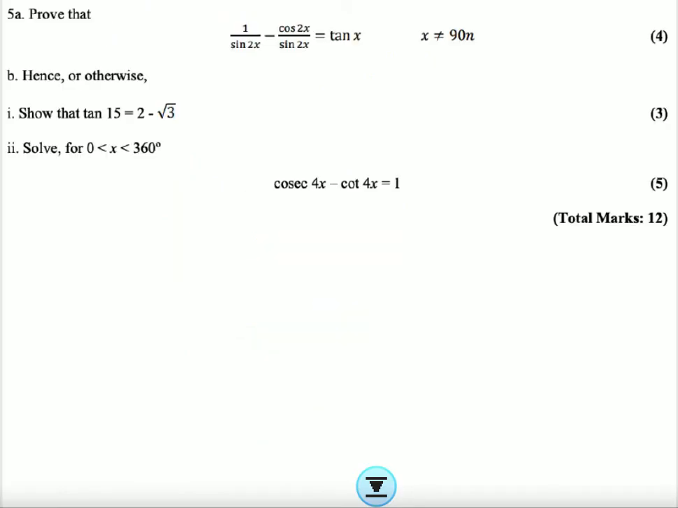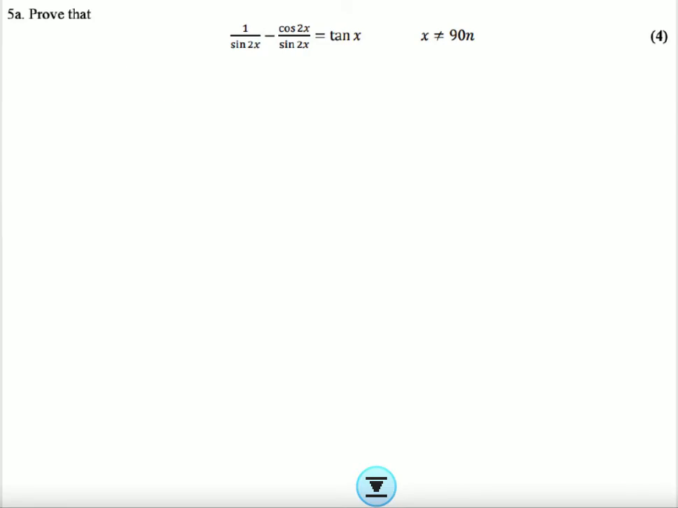Right, okay. Here we are, more like it, although more trig. Okay, so we've got a bit of a proof; hence or otherwise means hence. We've got to show that, and we've got to solve. It should be nice and straightforward, I'm hoping. Okay, so prove that. Since it's a proof, we must start on one side and leave the other side alone. I'm going to start on this side. There's plenty of stuff we can do here.